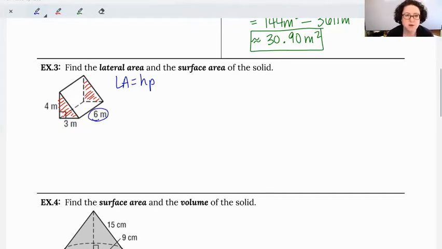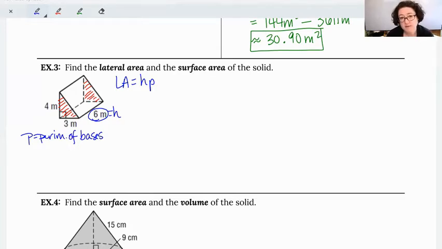Alrighty, so H is actually going to be the 6 meters because it is the distance between the bases. So that's our height. Our P stands for perimeter. Technically, it's the perimeter of the bases. So P equals perimeter of bases. And again, that's noted on your formula sheet, so it's not something you have to memorize, but if you can remember that, that'll make your life a little easier and these problems go a little quicker.